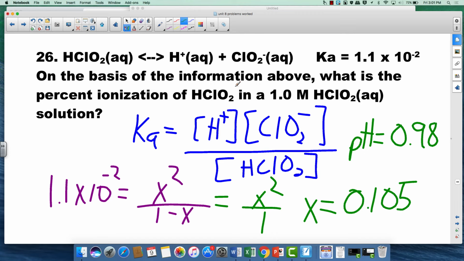This question would also be a really good example of when you can neglect the x and when you can't neglect the x. Technically, because the concentration is 1 molar and the Ka is kind of big, 1 times 10 to the negative 2, technically you shouldn't be able to neglect the x. Of course, on the AP exam, you'll always be able to neglect the x. This would be a good time for your students to use the quadratic, find an answer for the pH there, and compare it to the pH they get when they neglect the x.